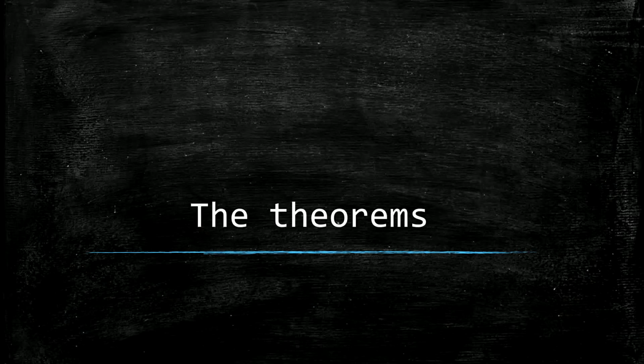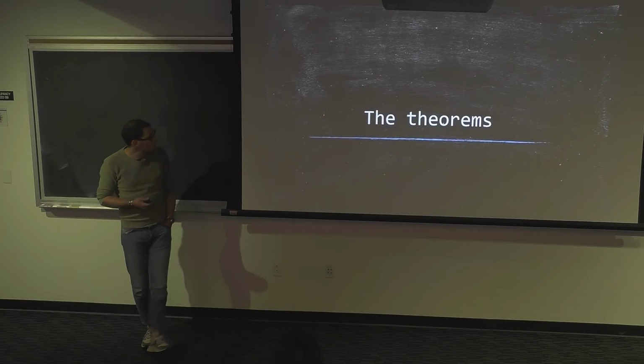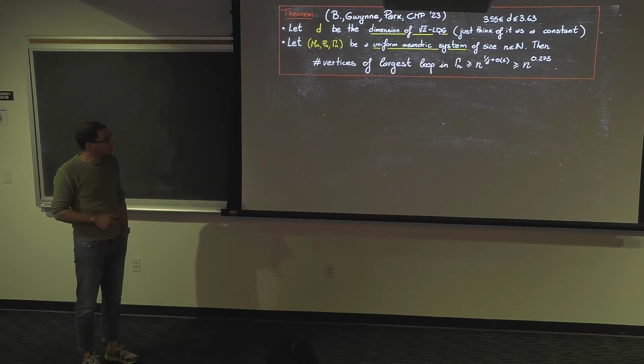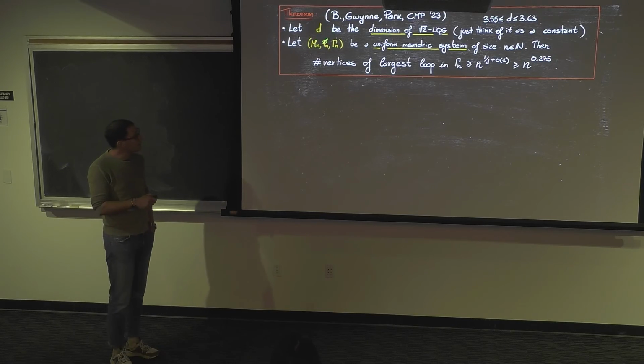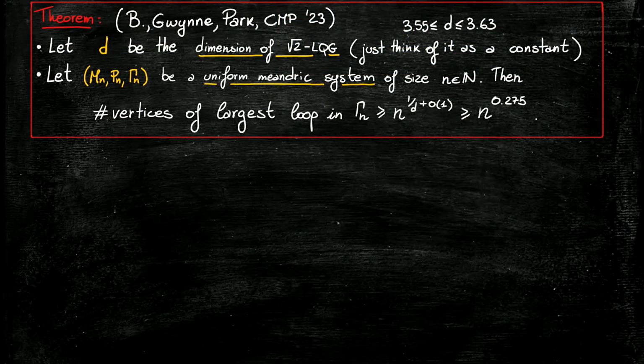What are the theorems that we can prove? The first theorem that we can prove is the following. Let d be again this Hausdorff dimension, this number that I introduced before. We can prove that the number of vertices in the largest loop in the collection of loops is at least n to the 1 over d plus log correction. So there are loops that are as long as the diameter of the map. This is saying that there should be big loops. And if you want the number, it's here.